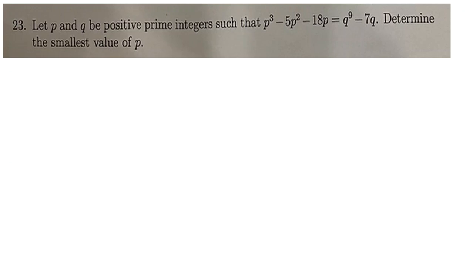Problem number 23. It says let p and q be positive integers such that we have this equation, determine the smallest value of p. Again and again, we want to use considering a small example, which I mentioned in my video on my channel exactly 2 days before the exam.